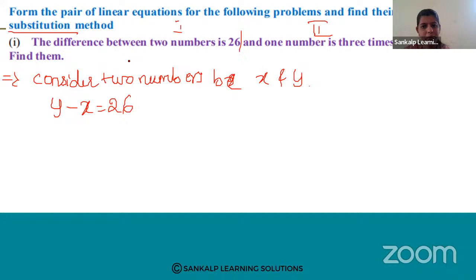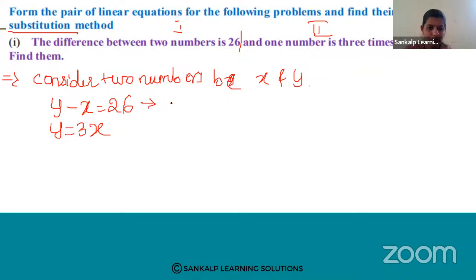Next part, one number is 3 times the other. So if you consider y is one number, this y is 3 times the other number. That means one number is 3 times more than the other number. That means you are going to write y is equal to 3x.